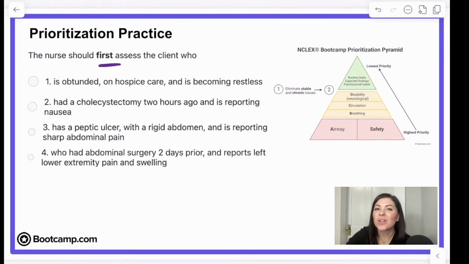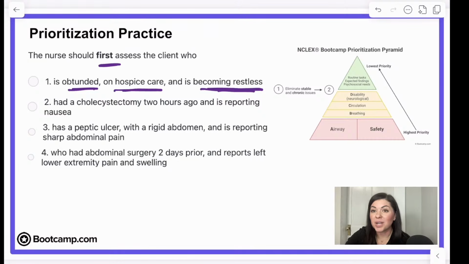So let's take a closer look at these options and look at our pyramid and see if we can figure this out. So first option is obtunded. Do we remember what that means? Obtunded is kind of lethargic. They're on hospice care, and they are becoming restless.